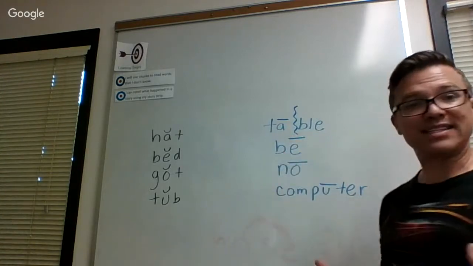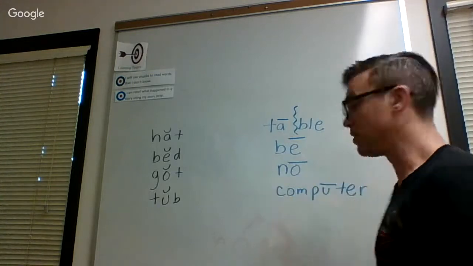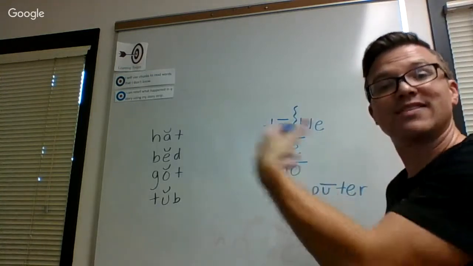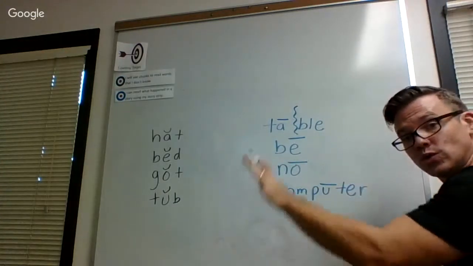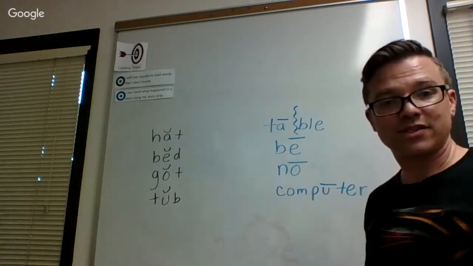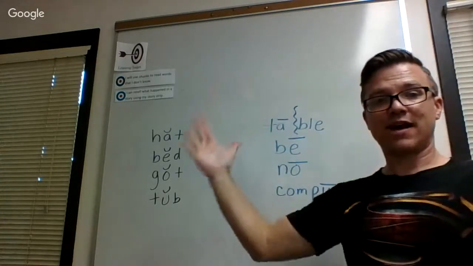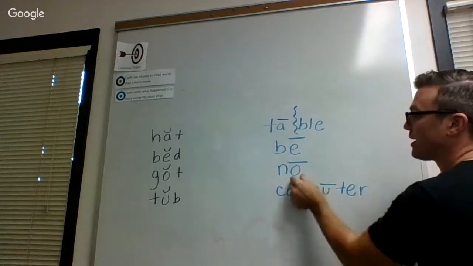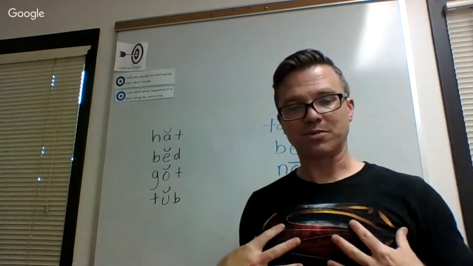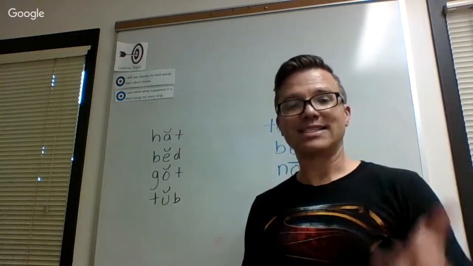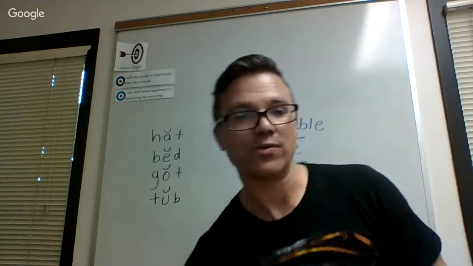Bee. The E is at the end of a word, but it's also at the end of the syllable. No. O is at the end of the syllable. Compute. There's that U. It's at the end of the syllable. So these are called open syllables because the vowel is open because it's at the end of the syllable and it can say its name. That's why I have my Superman on. It can say its name. It can say A, it can say E, it can say O, and it can say U.